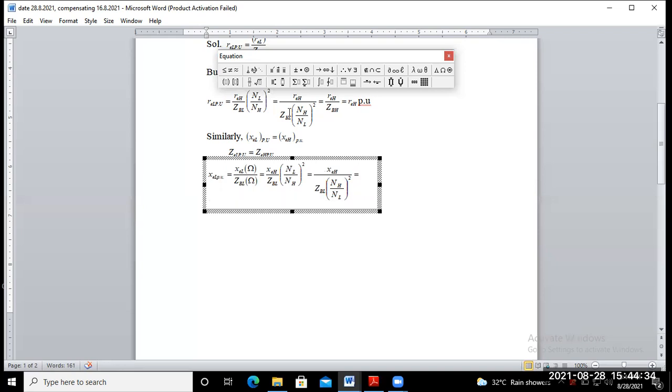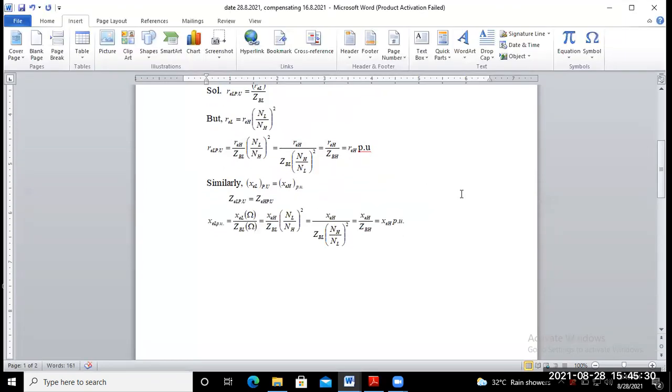Okay. So this one equals XEH divided by ZBH. So this is nothing but XEH in per unit. This is nothing but the per unit value.